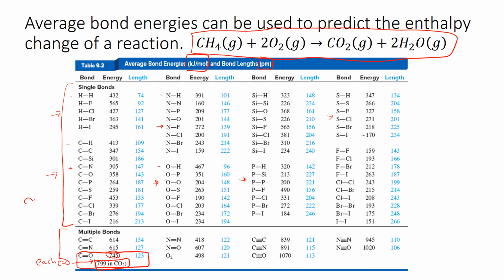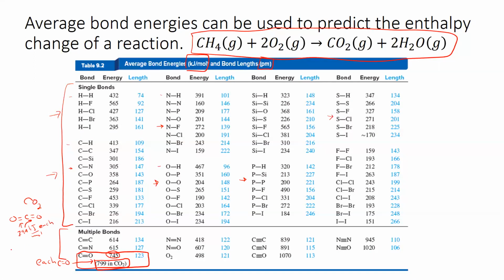Well, CO2, you'll have C double bond O, C double bond O. There are 2 of them, right? Each of those double bonds will be 799 kilojoules per mole, for both of them.